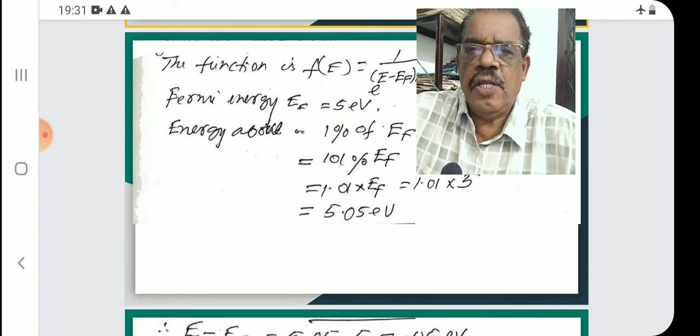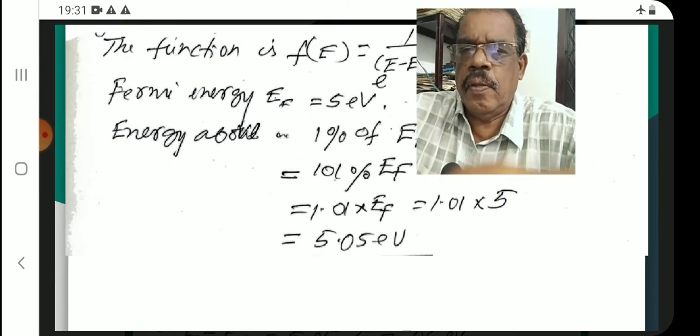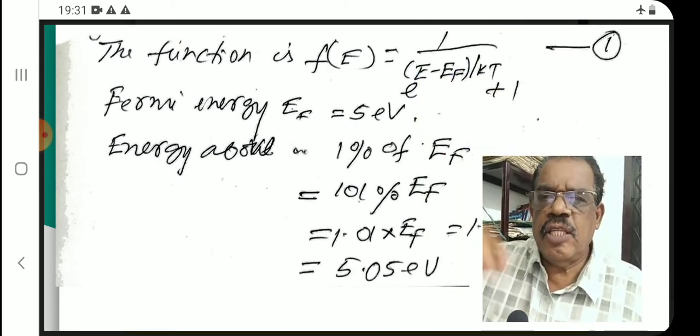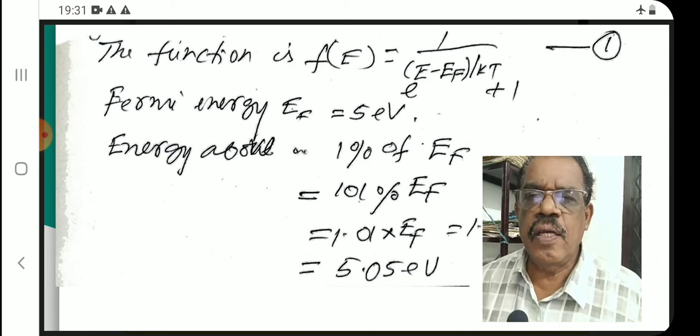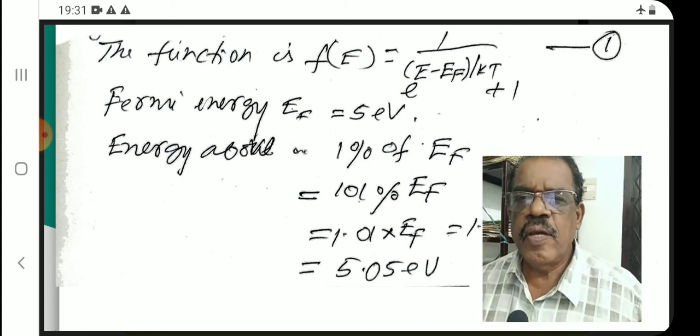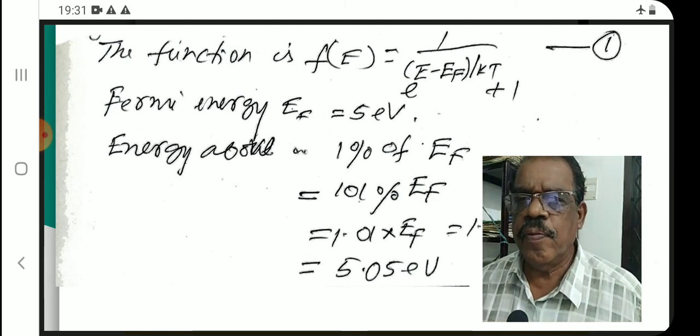The Fermi-Dirac distribution function F is equal to 1 by e raised to (E minus EF) by kT, plus 1. That you know. Fermi energy EF is 5 eV.